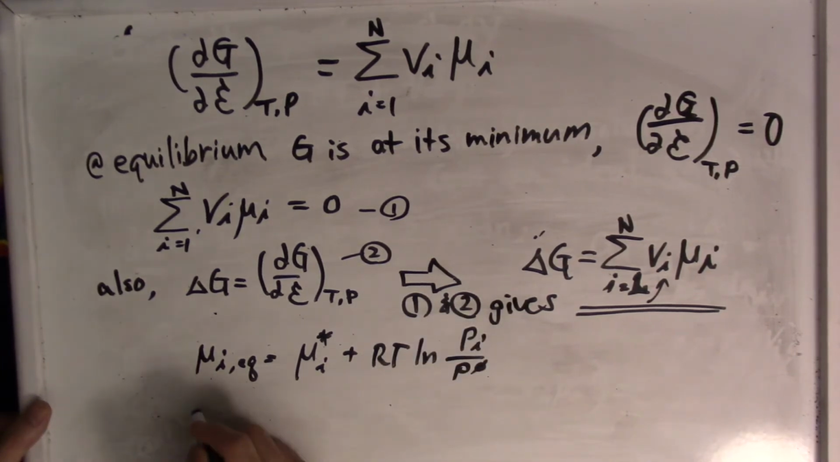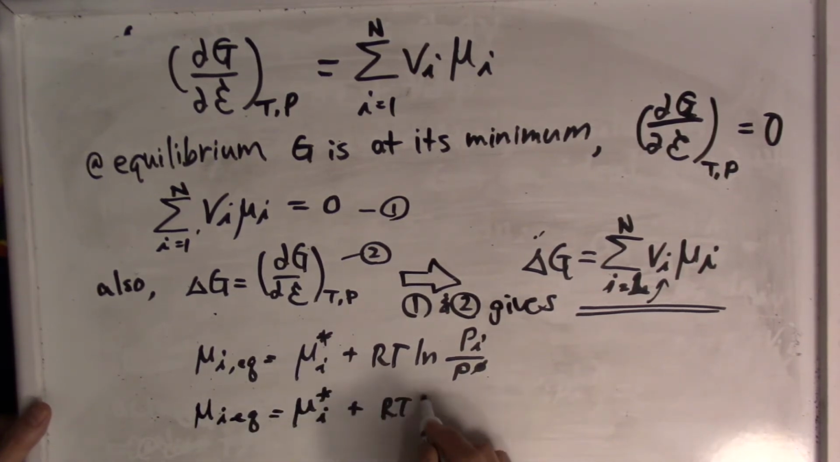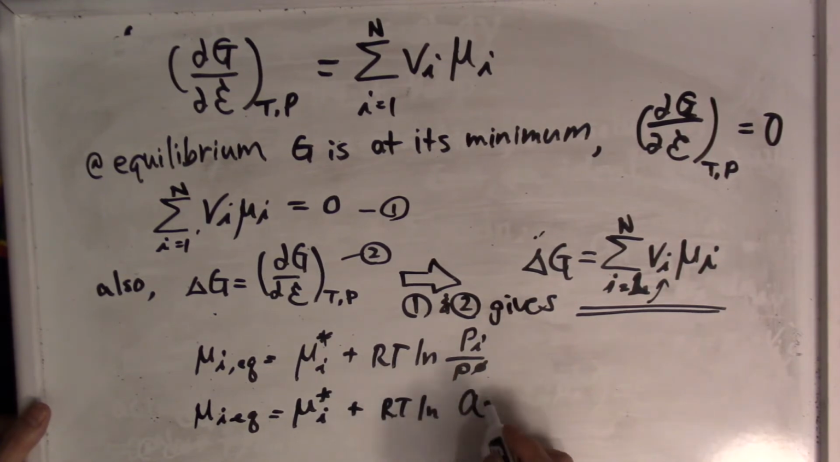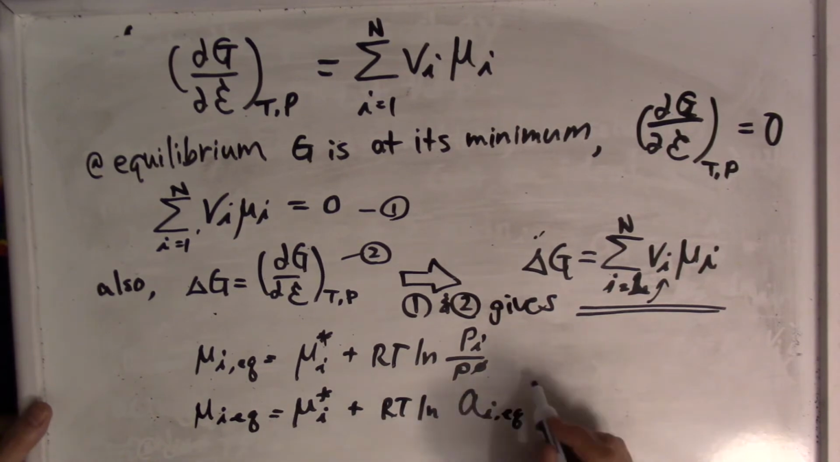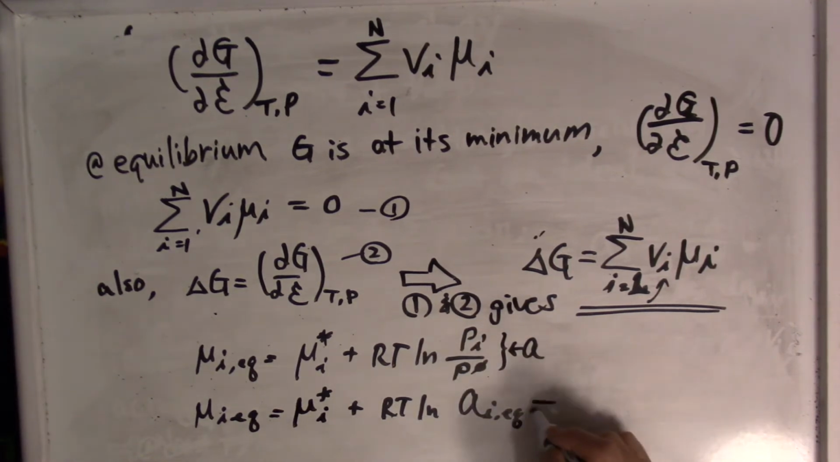And of course, we had another equation: the chemical potential at equilibrium is equal to the chemical potential when it's pure plus RT natural log of the activity of i at equilibrium. Remember, this part right here is the activity. So what does it mean?